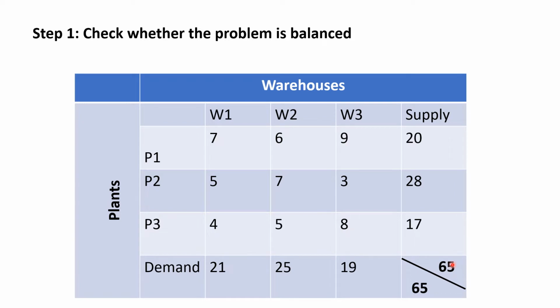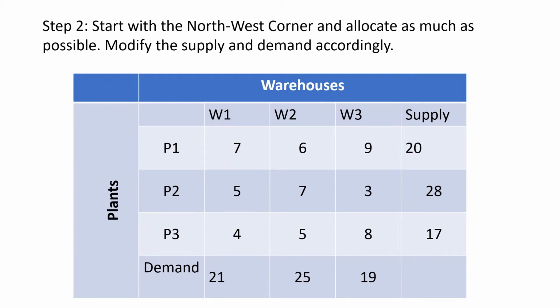Once the problem is balanced, since we are following the northwest corner method, we will start with the northwest corner. So our problem is balanced. So let's start the northwest corner method. Now tell me, we'll start with this cell because this is the northwest corner cell.